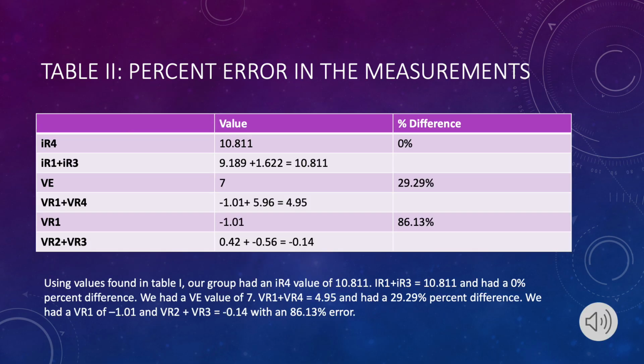Table 2, percent error in the measurements. Using values found in Table 1, our group had an IR4 value of 10.811, IR1 plus IR3 equaled 10.811, and had a 0% difference. We had a VE value of 7. VR1 plus VR4 equaled 4.95 and had a 29.29% difference. We had a VR1 of minus 1.01 and a VR2 plus VR3 equal to negative 0.14 with an 86.13% error.